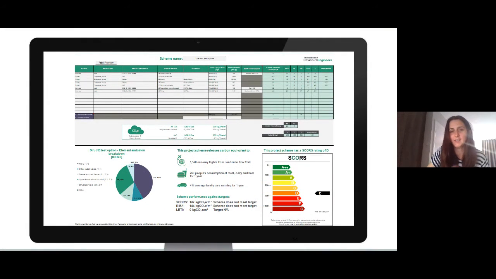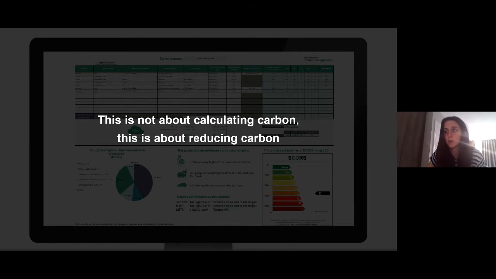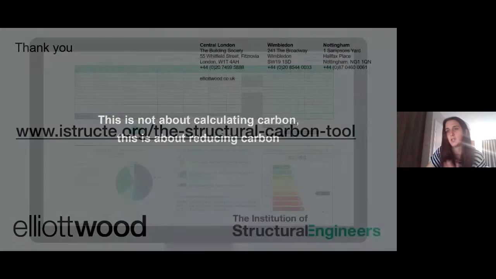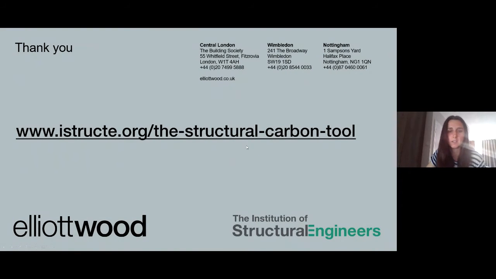Just very, very quickly, the tool's designed to focus on structure, but there's no reason why architectural materials cannot be added, and we'd be more than happy to discuss opportunities for doing that. It's not about calculating carbon, it's about reducing carbon, and please download it from the link, and it's there to be used.